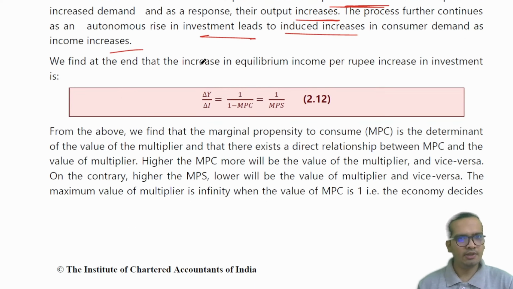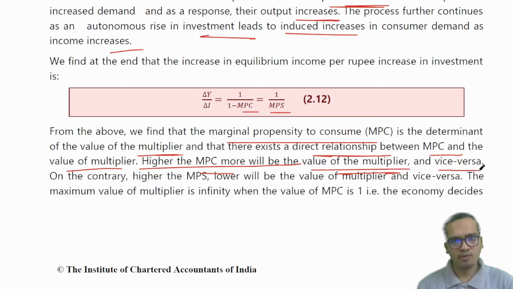We find at the end that the increase in equilibrium income per rupee increase in investment is delta Y by delta I equals 1 divided by 1 minus MPC, which is also denoted as 1 divided by MPS, since MPC plus MPS equals 1. From the above, we find that the marginal propensity to consume, MPC, is the determinant of the value of the multiplier, and there exists a direct relationship between MPC and the value of the multiplier. Higher the MPC, more will be the multiplier, and vice versa. Mark this: higher the MPC, more will be the multiplier, and vice versa.